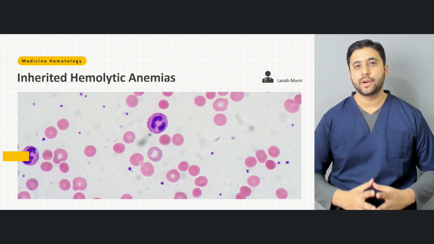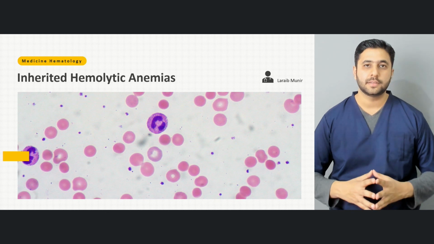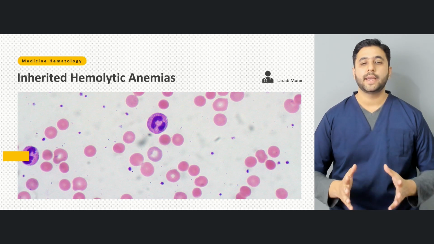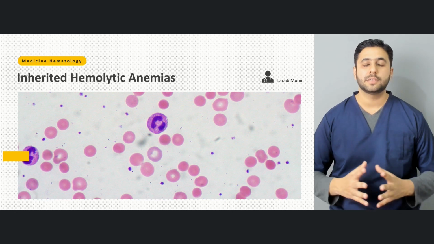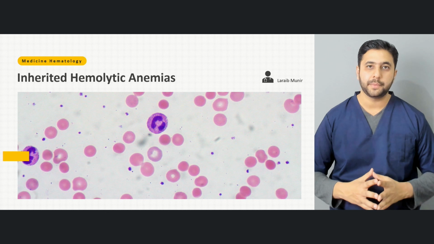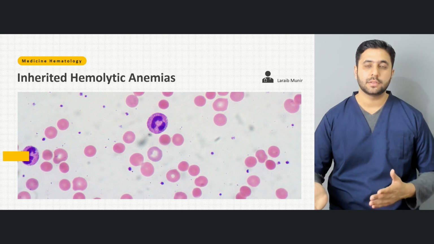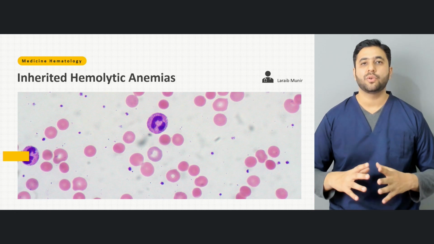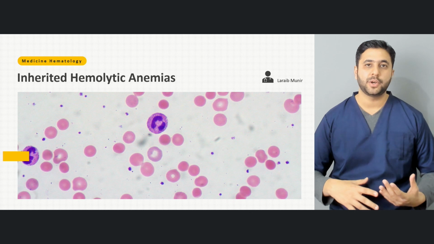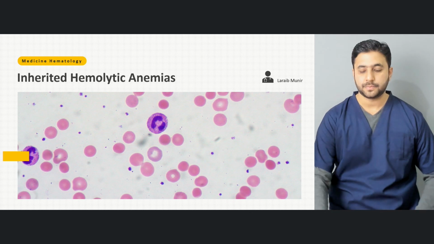We are going to continue our discussion of the anemias in this internal medicine section of hematology. Today, a specific topic of discussion is the hemolytic anemias, specifically the inherited hemolytic anemias. Now, the hemolytic anemias can also be acquired, as we are going to see in the classification in the coming slides. But today, we are going to majorly focus on the inherited types of hemolytic anemias, more likely the enzyme deficiencies.